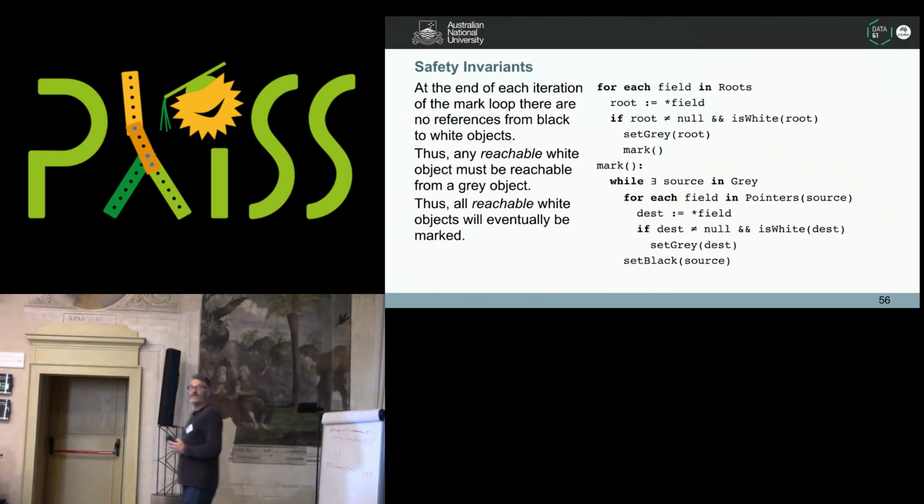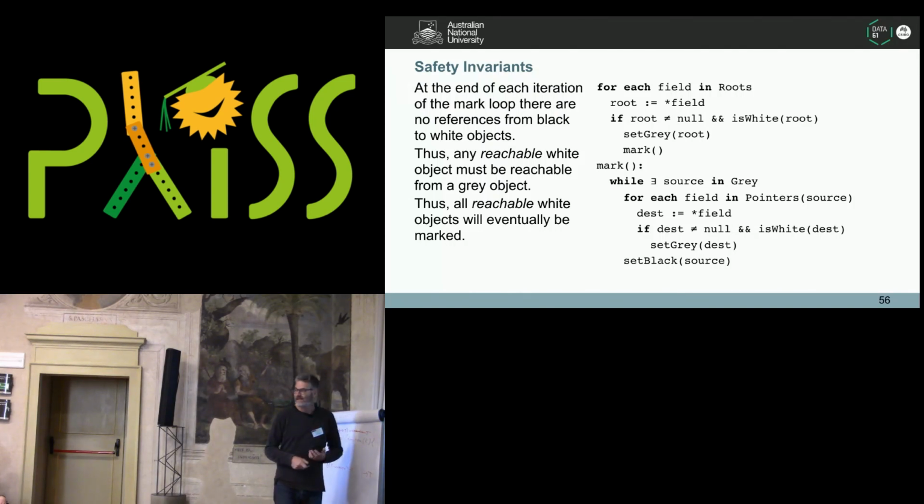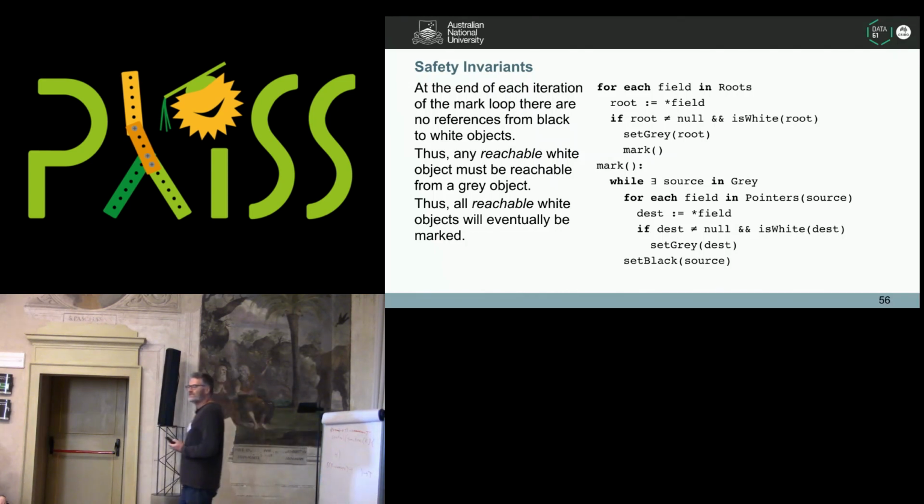Well, let's reason a little bit about this collector. There are some invariants that we can observe in this collector. At the end of each iteration of the mark loop, here's the mark loop here, there are no references from black to white objects. So we start with a gray object, and we process all of its pointers to make the objects that they refer to gray, so that object, when it turns to black, has no pointers to white objects.